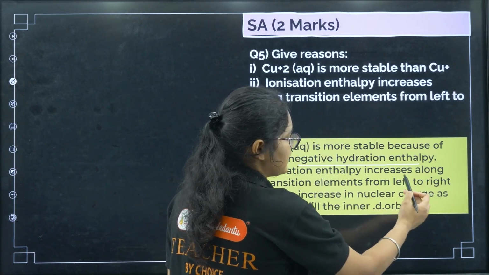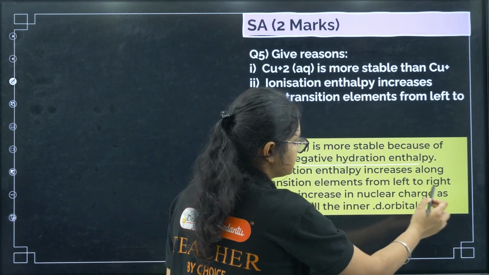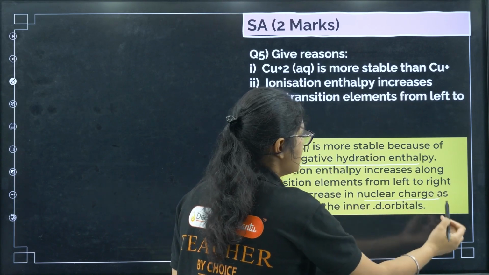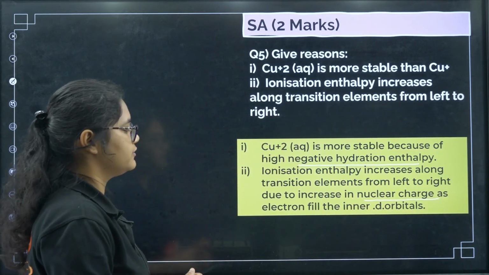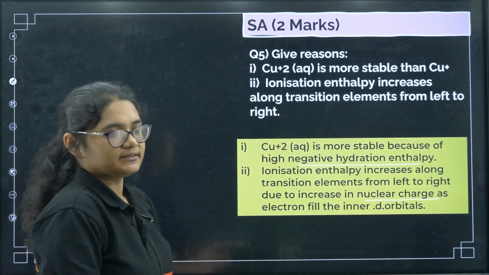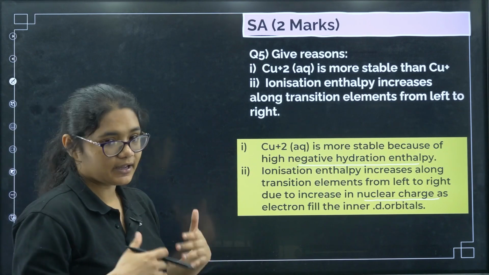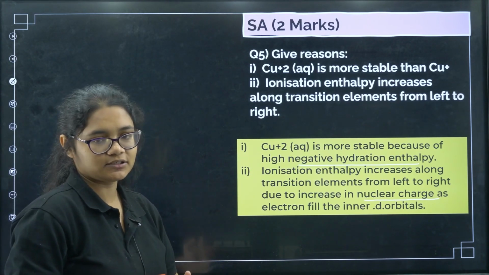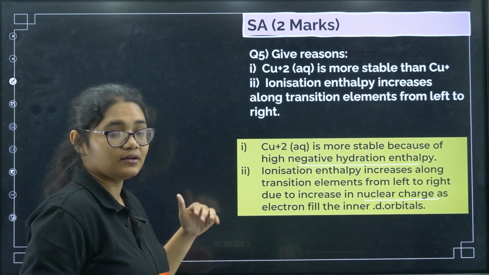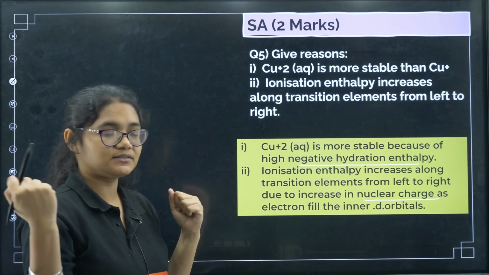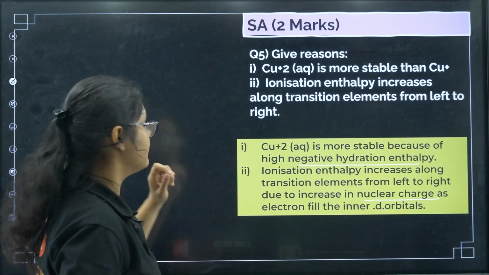Next, ionization enthalpy increases along the transition elements from left to right due to the increase in nuclear charge as the electrons fill the inner orbitals. Okay, so this is a basic question. Again, I am not going into a very detailed explanation because at this point of time you should just learn these questions, revise these questions, understand these questions and write them.